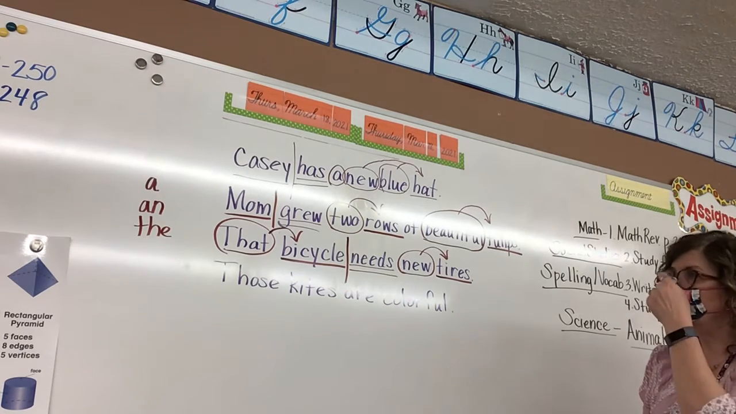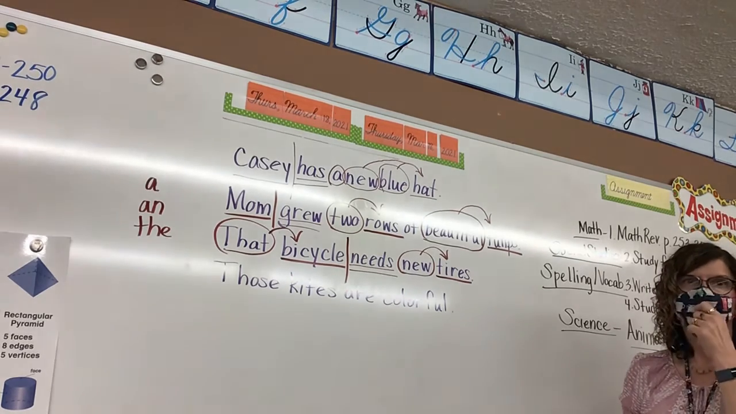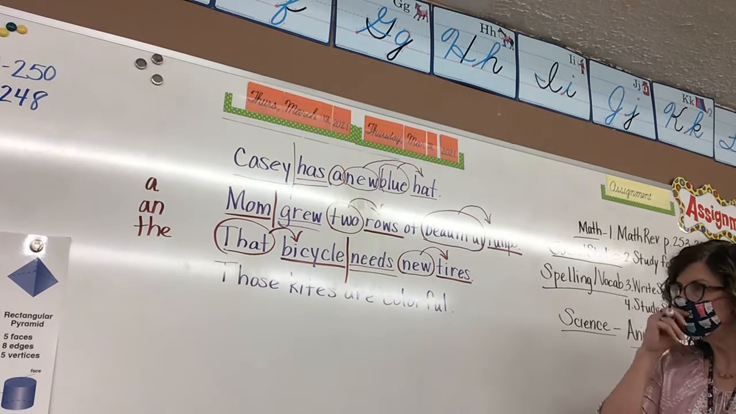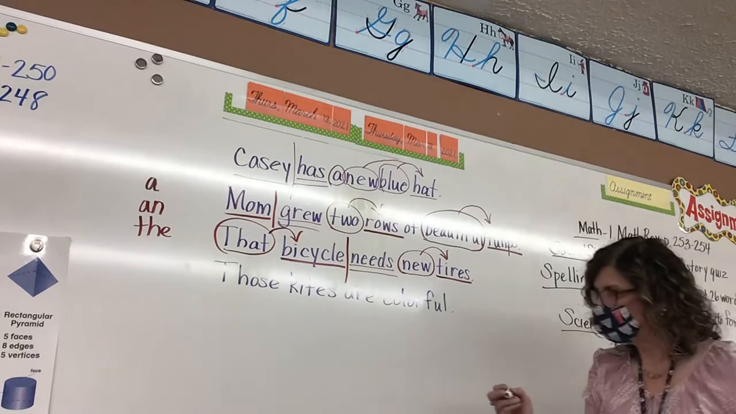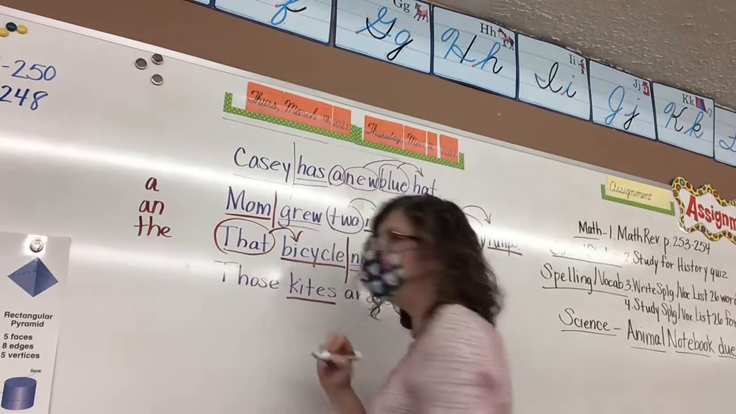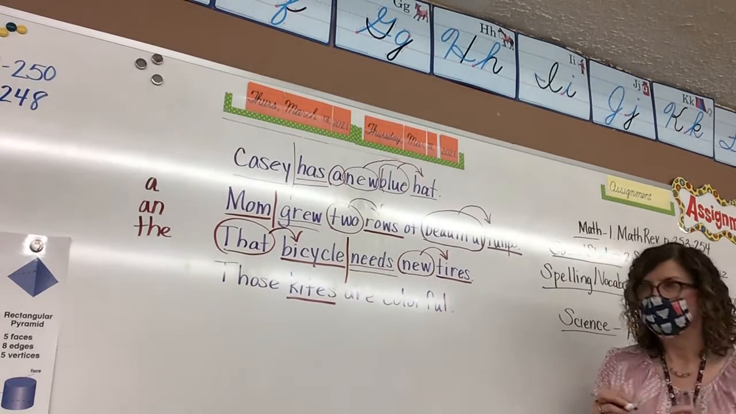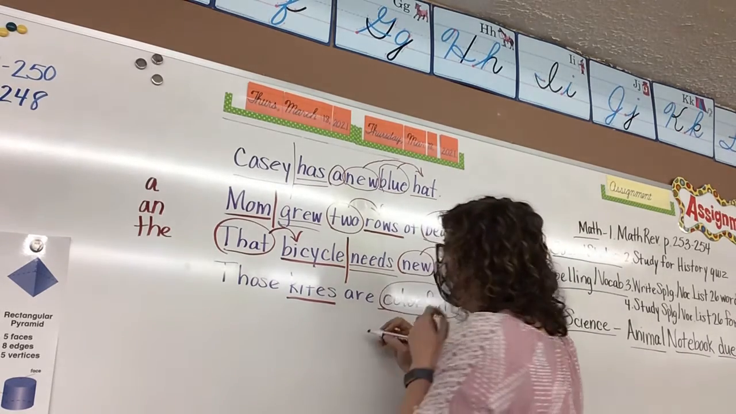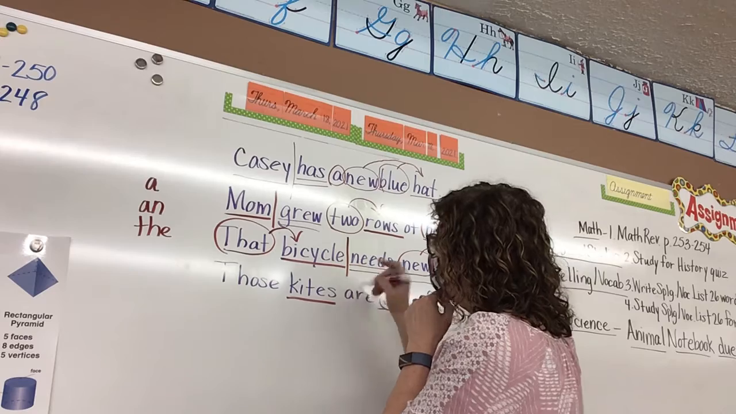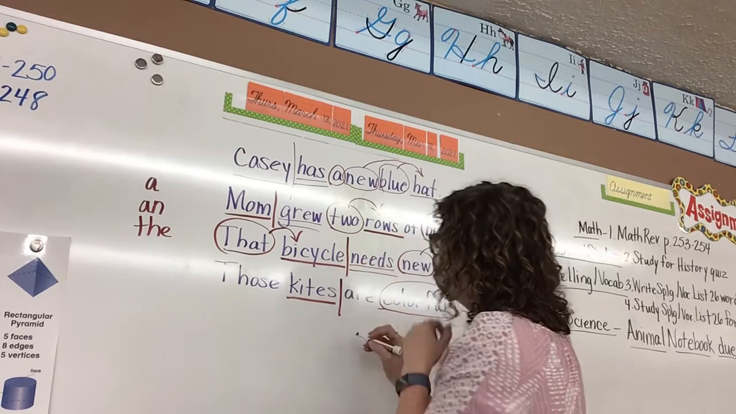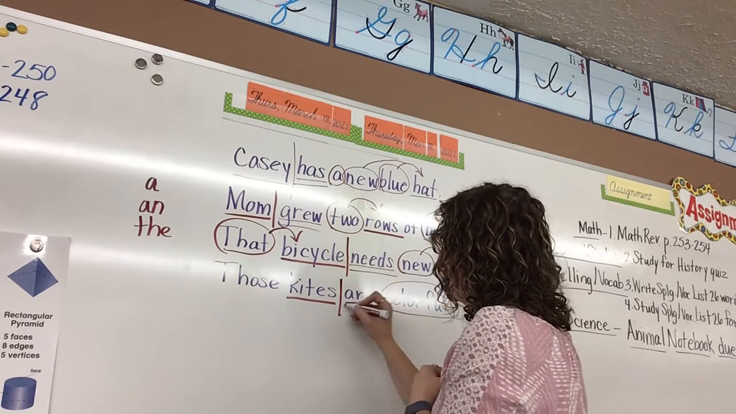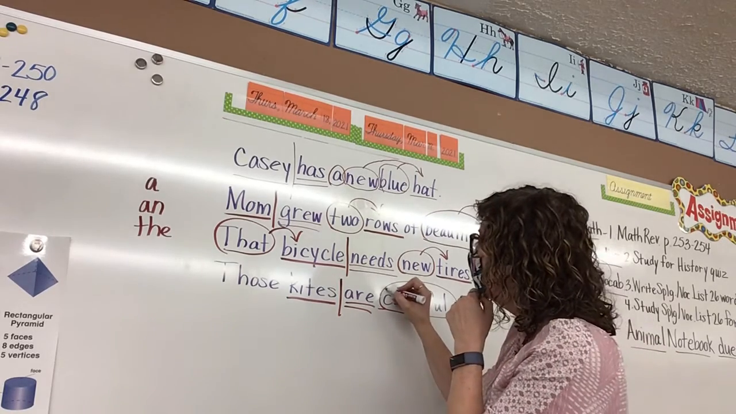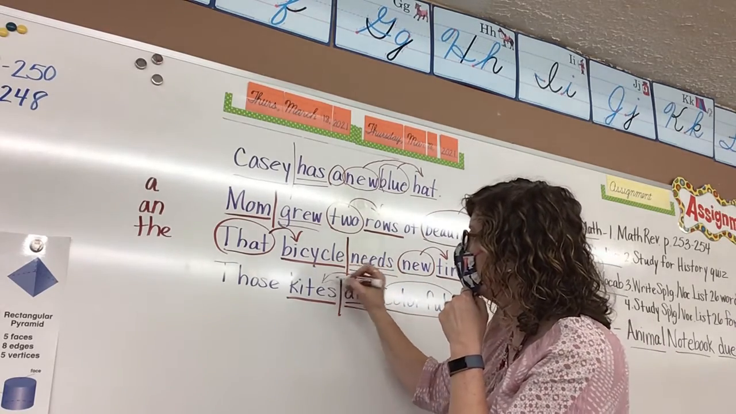Last sentence. Those kites are colorful. All right. So somebody who has an answer. Lily, give me a noun. Kites. Kites is a noun. Describing kites. Brennan. Colorful. This one is a predicate adjective, because we're going to divide this one after kites. What's our verb? Are. So it's a non-action verb. So we're going to say colorful all the way back to kites.